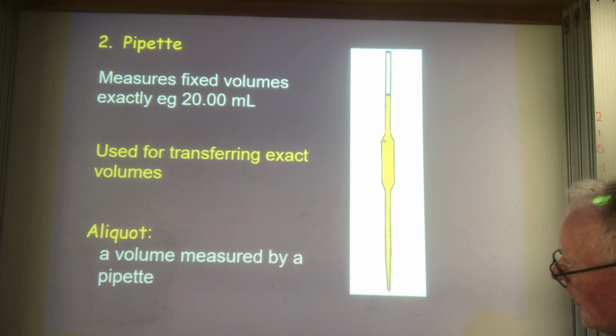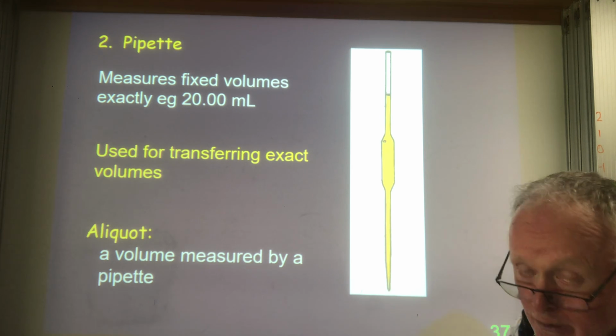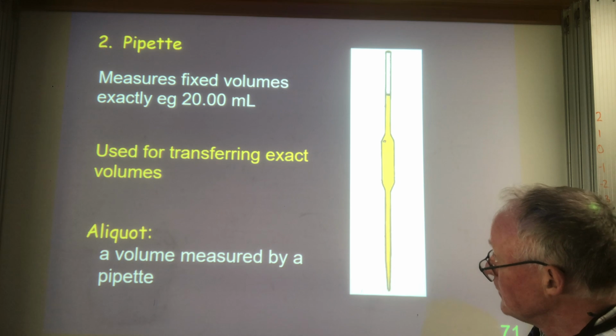Now, when you're given a question in this topic, it's understanding the words which is critical. So the volume that a pipette dispenses, that 20 mL that will come out of that pipette, is called an aliquot. And knowing that if it's an aliquot, it's come out of a pipette, is critical to figuring out what's going on in titration questions in volumetric analysis.